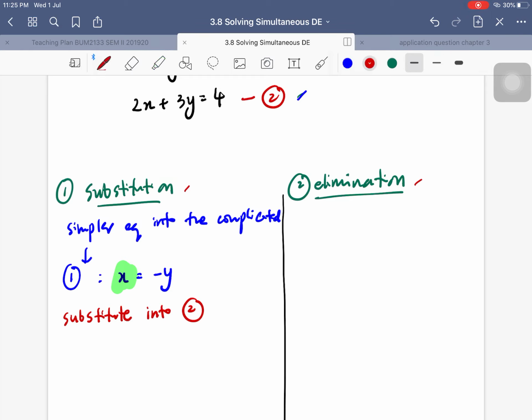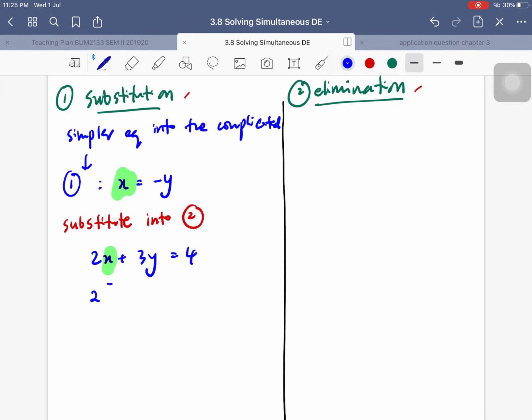So here my equation is 2x plus 3y equal 4. Now I'm going to substitute the x part right here. So I'll end up with a 2, where x is now replaced by negative y, plus 3y, and that is going to equal 4. So this is the reason why we use substitution.